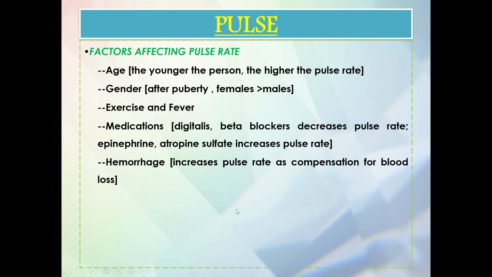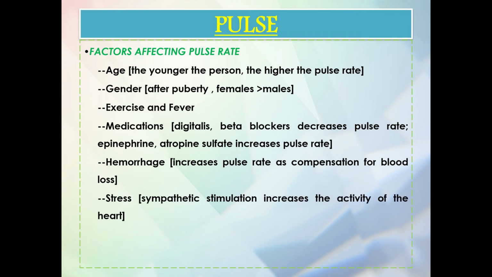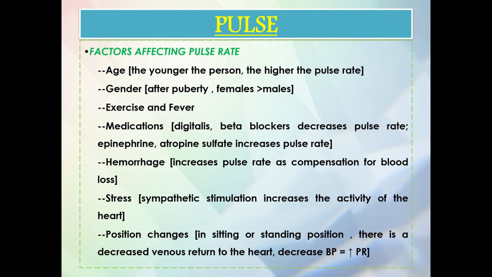Hemorrhage, so definitely increased pulse rate as compensation for blood loss. So kung may bleeding si pasyente, so mas mabilis yung tibok ng puso to compensate for the blood loss. Stress, sympathetic stimulation increases the activity of the heart. So if you are stressed, mas mabilis din yung tibok ng puso mo or ng iyong pulse rate.